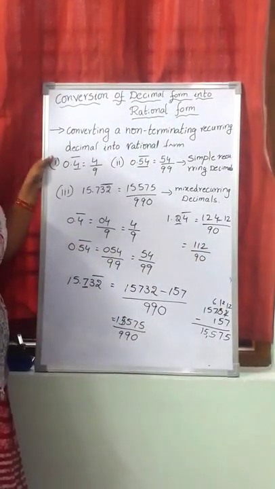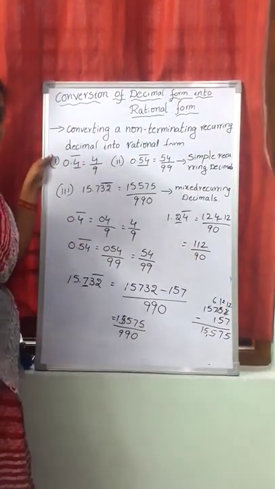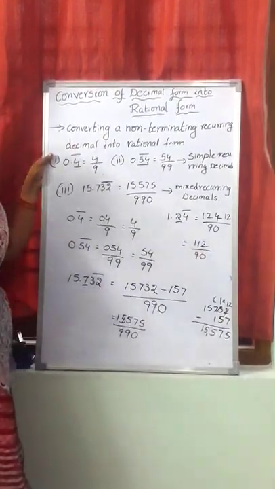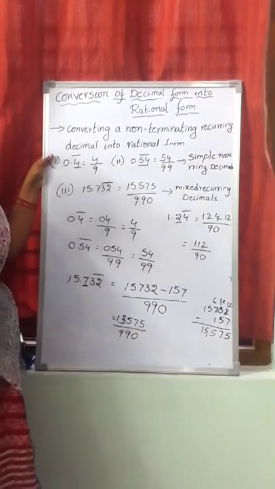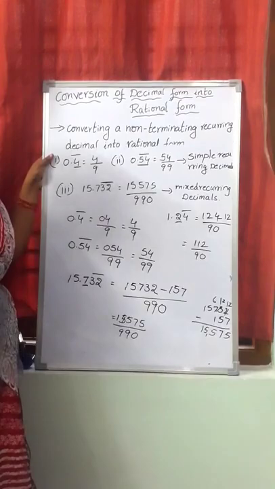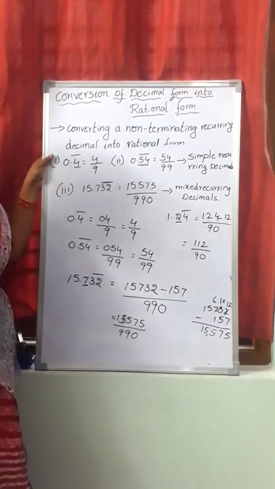This is the simplest way to convert non-terminating recurring decimals into the rational form. So I hope you all understand the concept. Yes. Thank you very much.